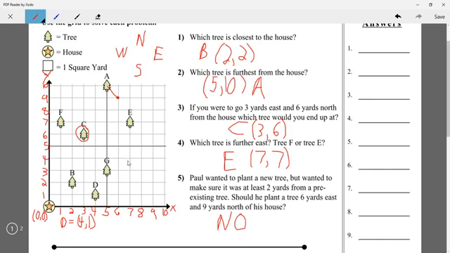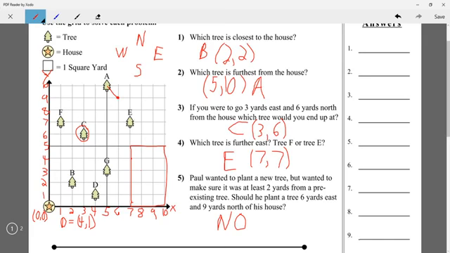He could plant a tree, you know, anywhere in these coordinates, anywhere in this box right here would be far enough away, right? Could plant one over here. You could plant one in a bunch of different places, but this place in particular, he could not.